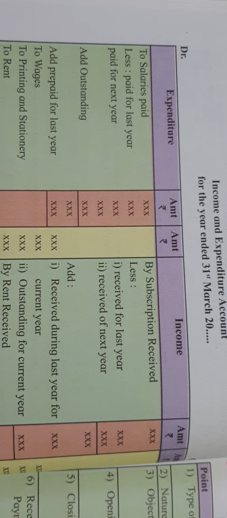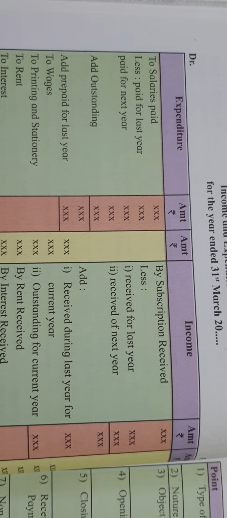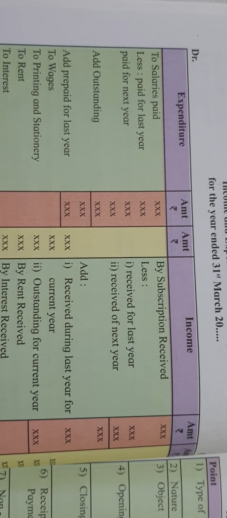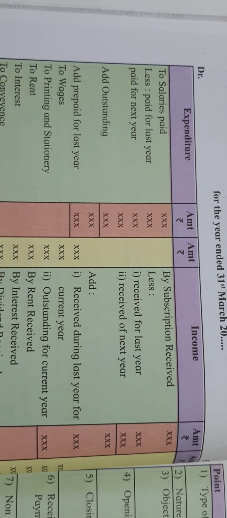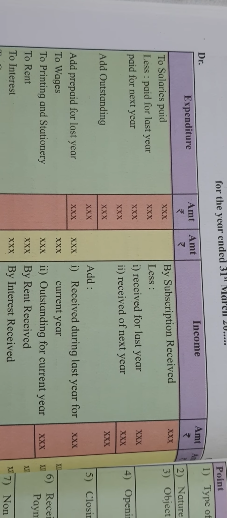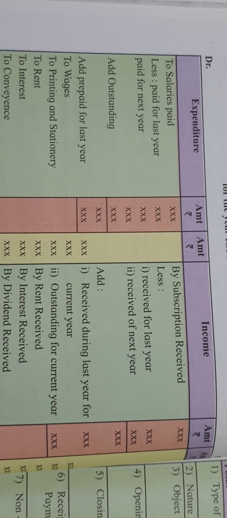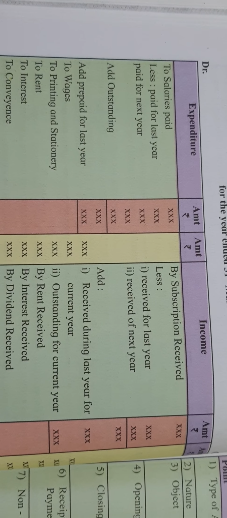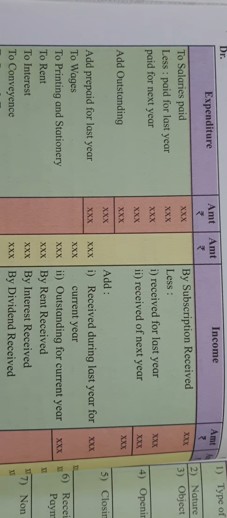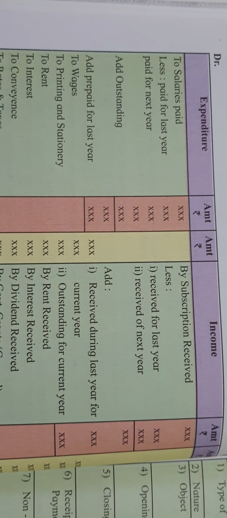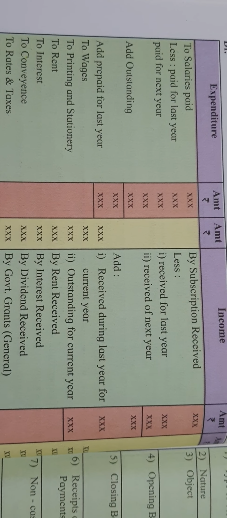Since it is debit expenditure, salaries paid, less paid for last year, since the rule says only the current year will be impacted, so if the last year payment is made, you have to minus it, then for the next year again if you are paying, you have to minus, and add outstanding. Why? Because this year's outstanding you have to pay afterwards, so it will be added. And if it is prepaid for the last year, you will add. Students, you will learn all these things while solving the actual question.